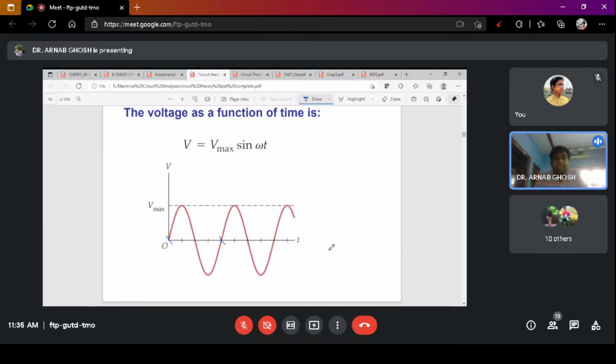So your V, that is voltage at any point in time, will be V max sine omega t. And what is the V max? This is the highest peak point of the voltage wave. So this is your V max. This is the maximum voltage that it can reach.